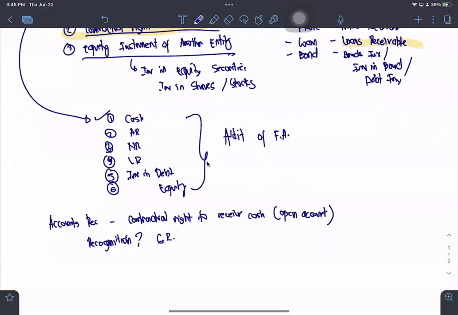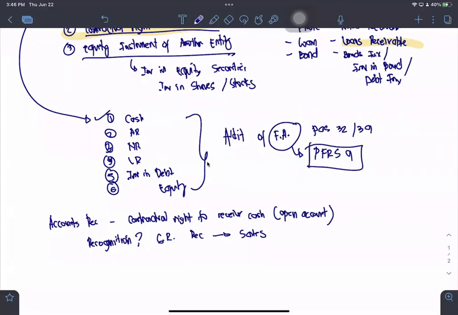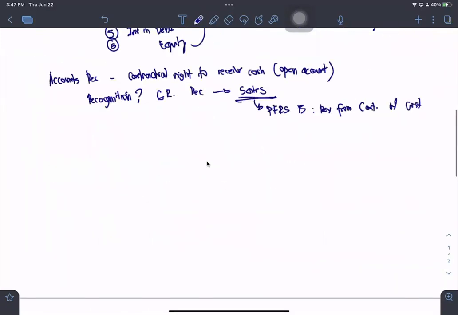As a general rule, receivable is tied up to your sales. So all the financial assets now are governed under PFRS 9. Before it was known as PAS 32, PAS 39. It is now amended by PFRS 9. So although we say your accounts receivable is governed under PFRS 9, the recognition is tied up to your sales. And whenever we talk about sales, what standard must come to your mind? It is the standard PFRS 15. This is your revenue from contracts with customers. So generally, your receivable is tied up to your sales. And whenever your receivable is tied up to your sales, we call that receivable your trade receivable.